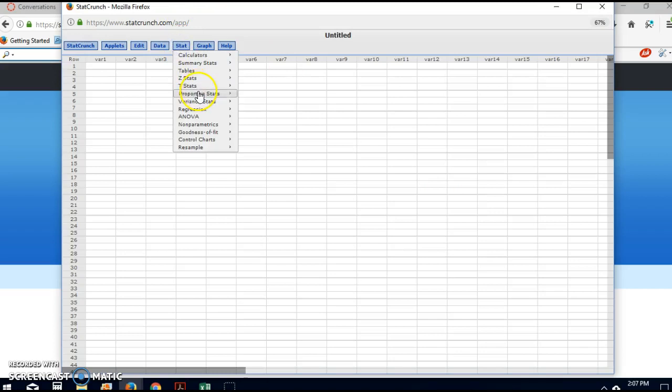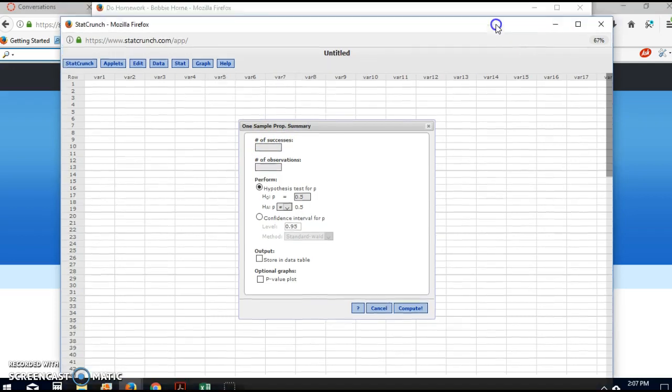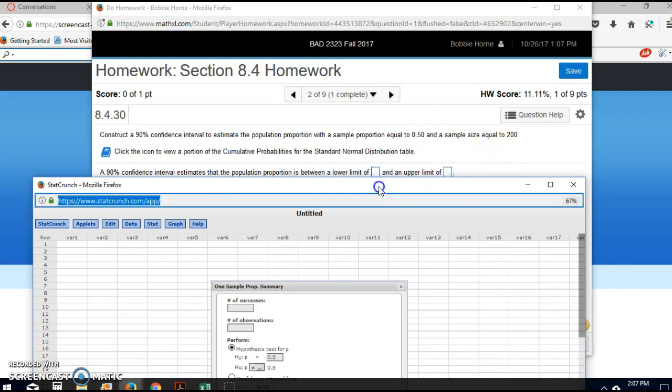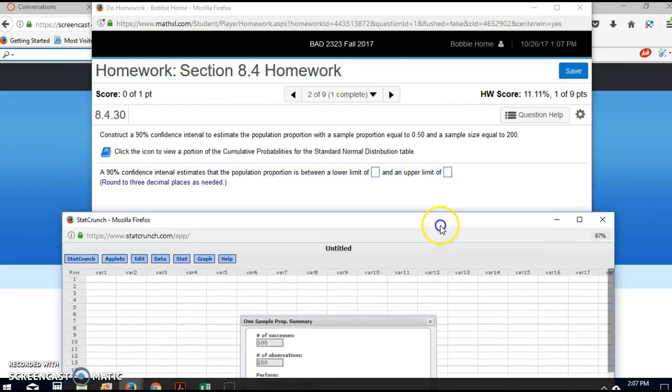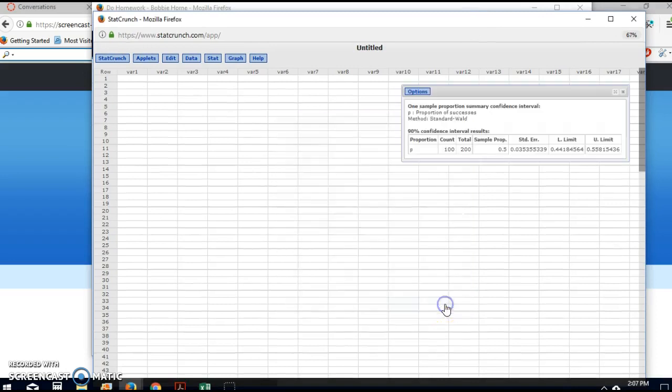Go to Stat. We've been going down to Z Stats, T Stats. Now we're going to Proportion Stats. We only have one sample with summary data. So the number of successes, remember, to get the number of successes, you take your sample proportion right here and multiply it by your sample size. So 0.50 times 200 would be 100. That's how you get that number. And then we have 200 observations because N was 200, and our confidence interval is 0.90, so we need to change that to 0.90, and you hit compute.